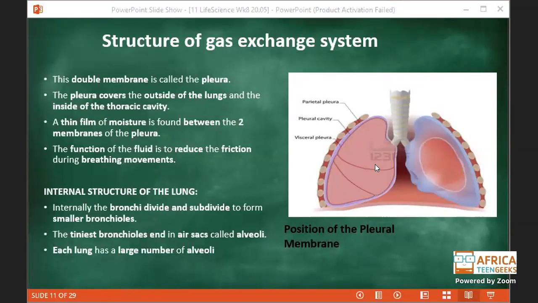And then the bronchus also extends to have bronchioles, and the bronchioles have air sacs at the end. These air sacs are called alveoli, and each lung has a large number of alveoli.